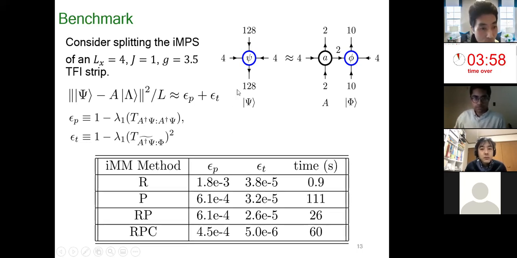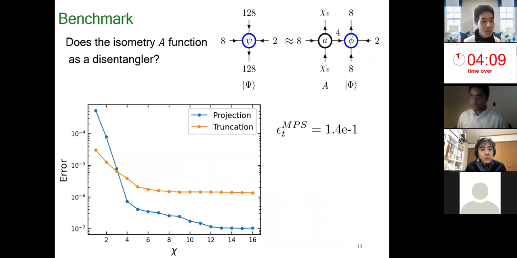You showed the performance of this disentangler in another slide. So this one. So this figure shows that if we increase the chi v, the power of this disentangler increases. Correct. So the idea is that this tensor A is becoming larger and larger, and that the horizontal dimensions are fixed to be 8 and 4.